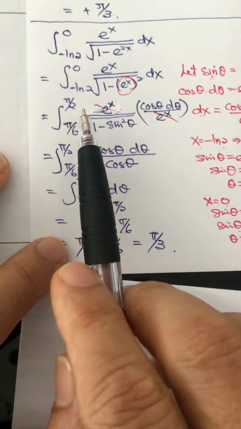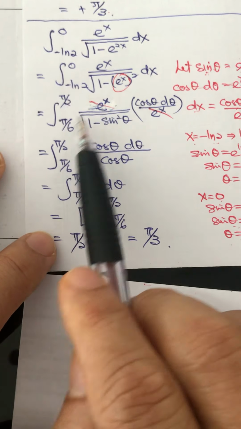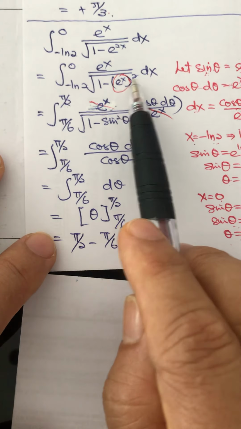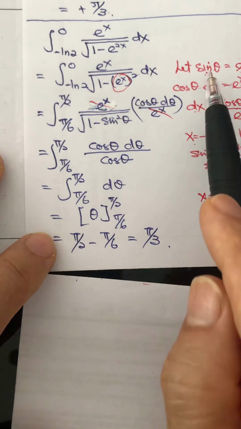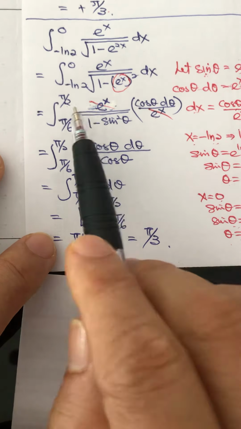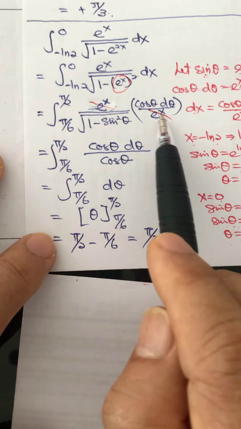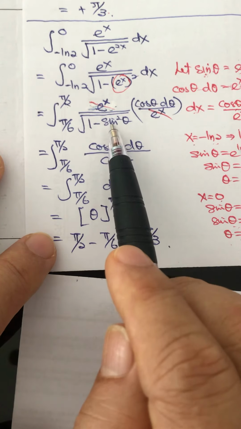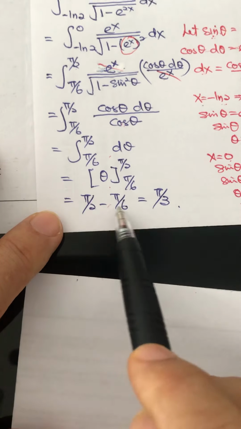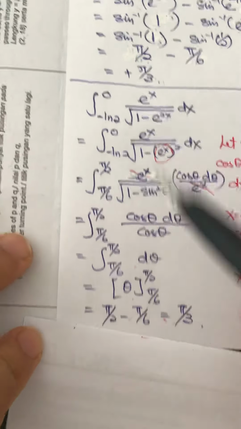That's why I substitute here. Pi upon 2, pi upon 6, then e to x, then 1 minus e to x squared is sine square theta. Then this one I substitute. Okay, why I don't substitute this? Because I can see they can cancel. Then this is cos theta, cancel. Then you get this, then you get theta, then you substitute. Then you get the same answer. Okay.